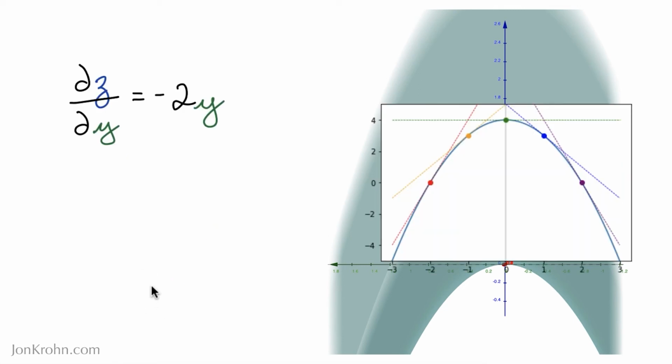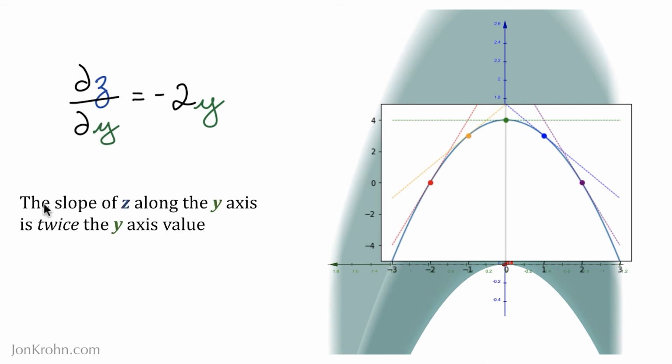So what does this mean? It means that the slope of z along the y-axis is twice the y-axis value. So as we go from 0 to 1, the slope changes from 0 to -2. And as we get to a y value of 2, the slope becomes -4. So we get this much steeper slope the further that we move away from 0. So the slope of z along the y-axis is twice the y-axis value, and it's inverted because of the negative sign. Let's jump back into our hands-on code demo to create now this plot in our Python code.